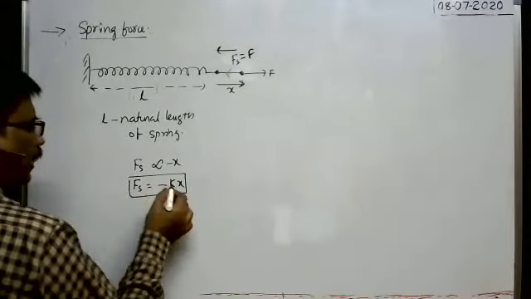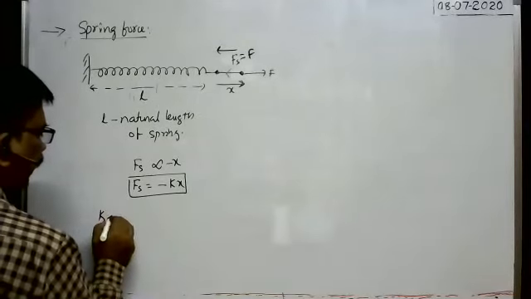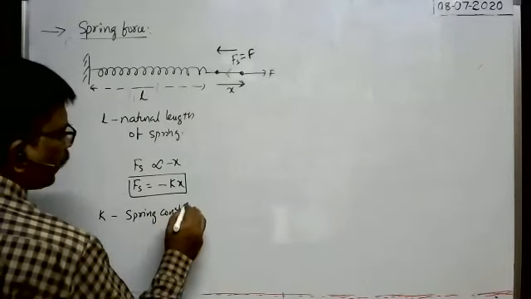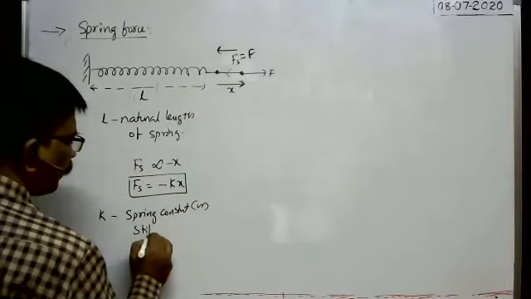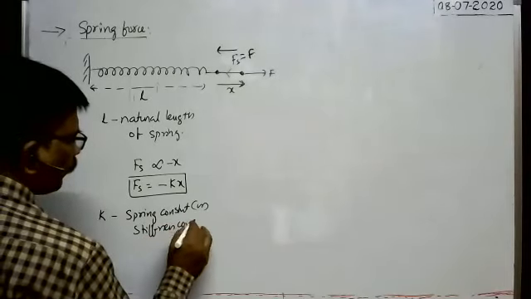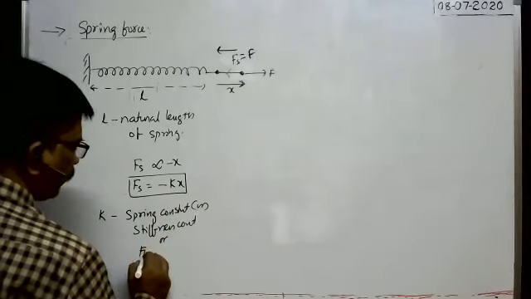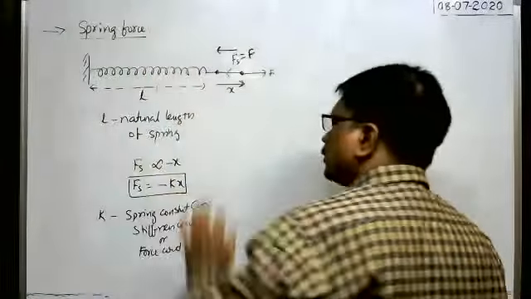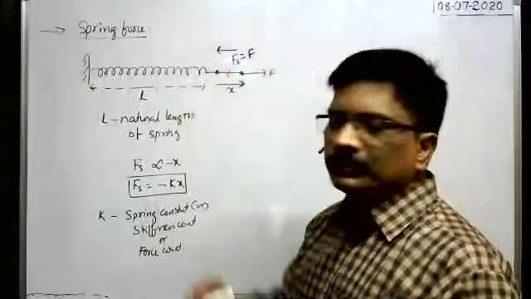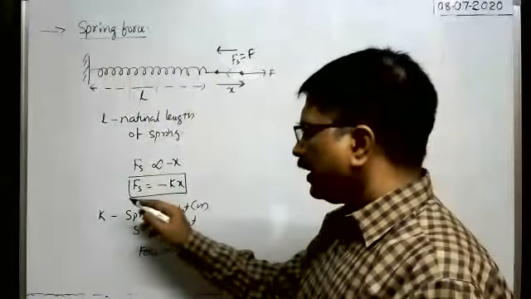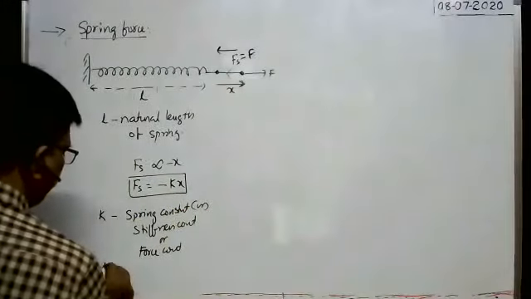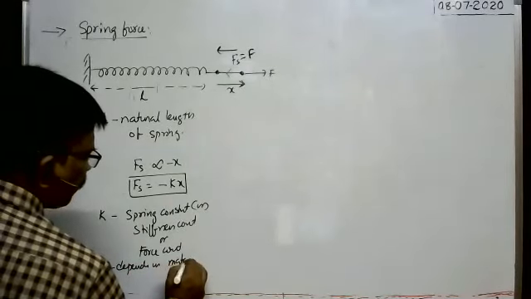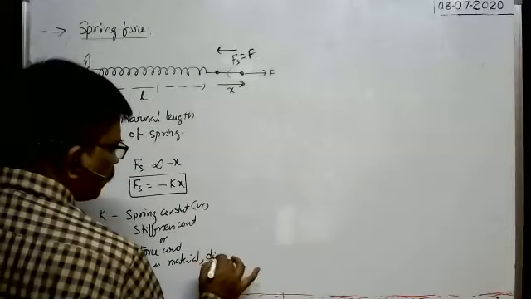k is called the spring constant, or stiffness constant, or force constant. This spring constant k depends on the nature of the material of the spring and the dimensions of the spring, such as its length.